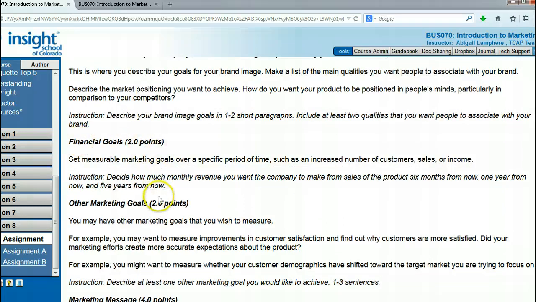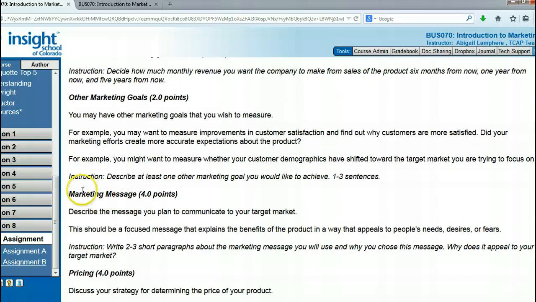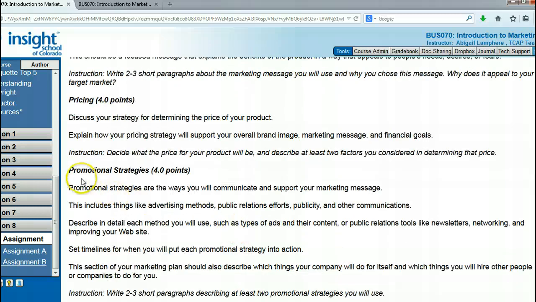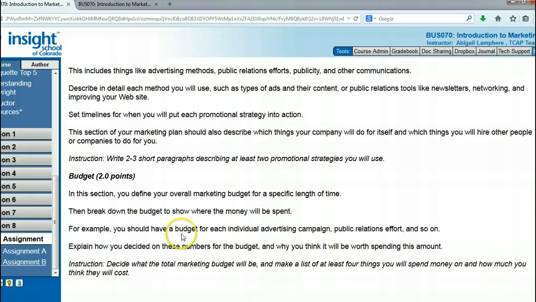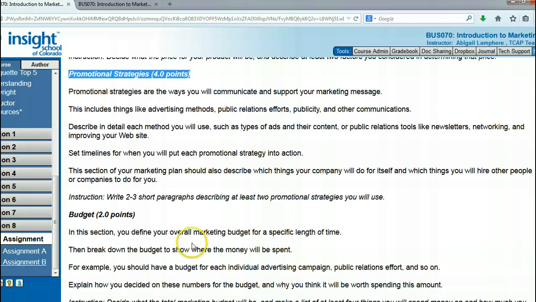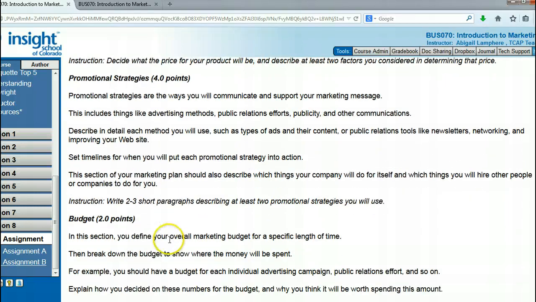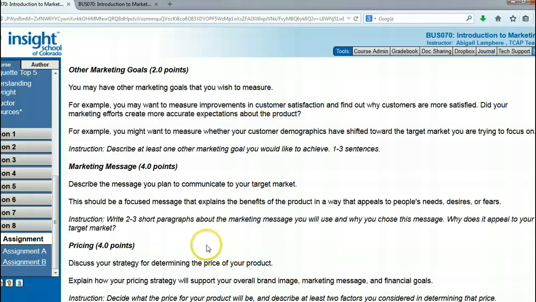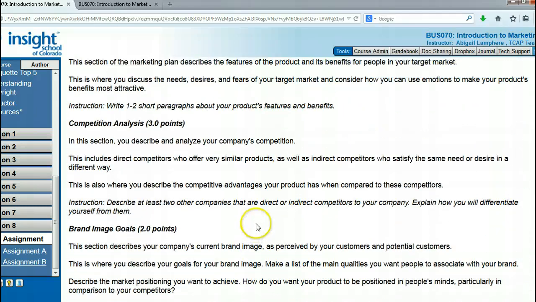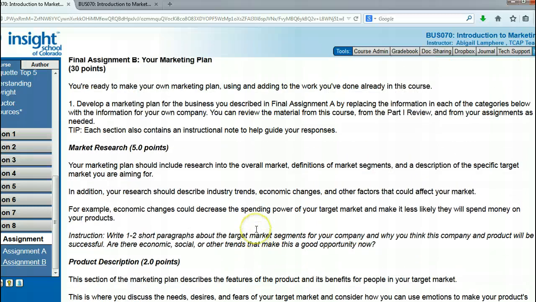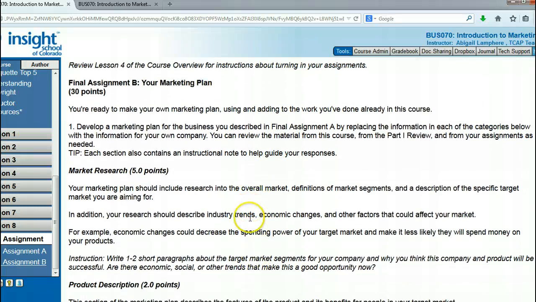Then you're also going to talk about your financial goals, other marketing goals, your marketing message, your pricing, and promotional strategies. I'm not looking for a professionally written marketing plan, but I do want to see what plans you would have in place for your business idea. So you do need to complete all of these sections to the best of your ability. Use that part 1 review to help refresh on some of these terms that you may have forgotten since section 1 of this course, and you should be good to go.